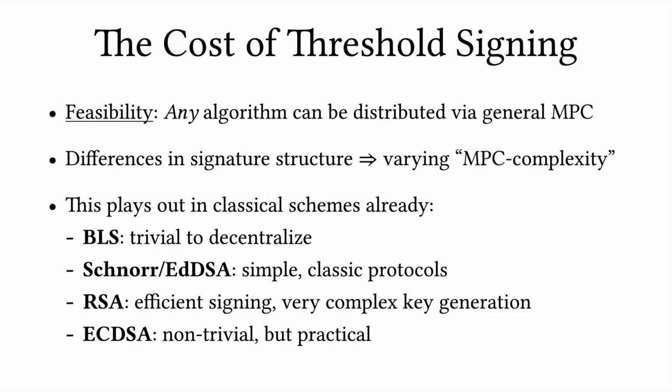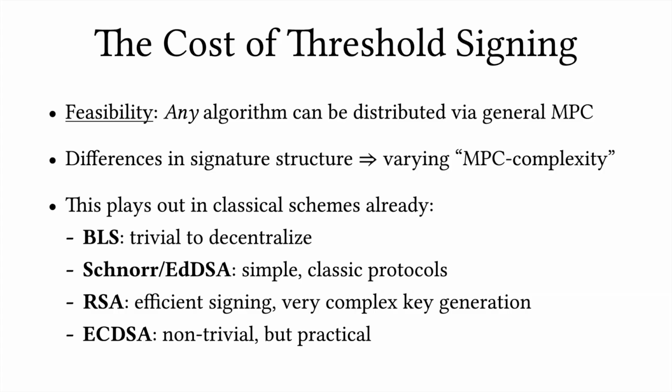For example, if you're familiar with threshold protocols for signing with BLS, they're basically trivial. Schnorr or ECDSA have classic threshold signing protocols that go back decades. They're quite simple to analyze, design and implement. RSA is maybe not so popular these days in this context, but RSA also does support efficient threshold signing, but the key generation for RSA involves some very complex MPC.